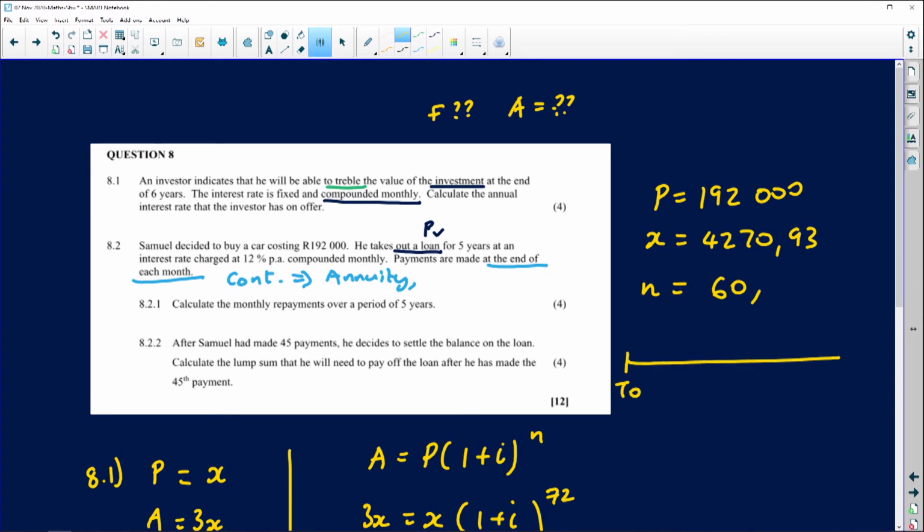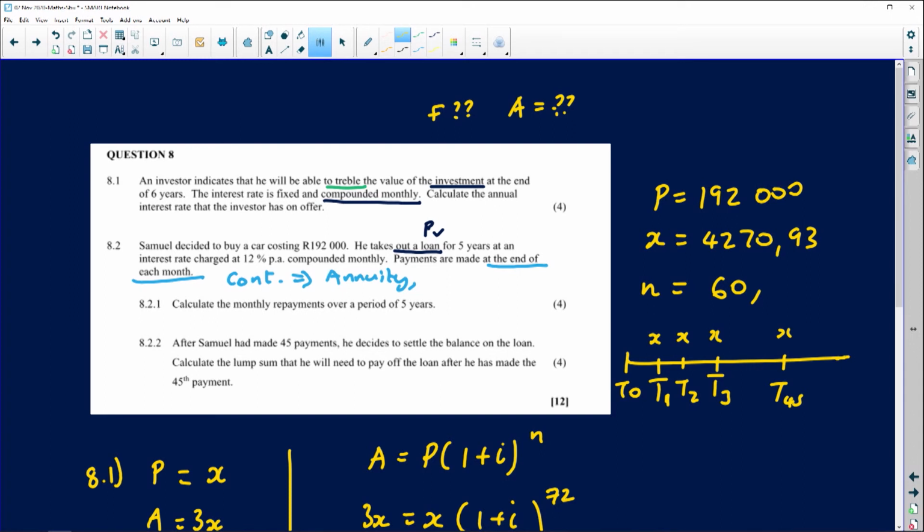Remember, he got a loan here. And this is something else that is also important: the first payment is always made 1 month after the loan was granted. And then he continued again to make another payment, and another, until he made the 45th payment. He succeeded to make that payment. But then he wants to stop.